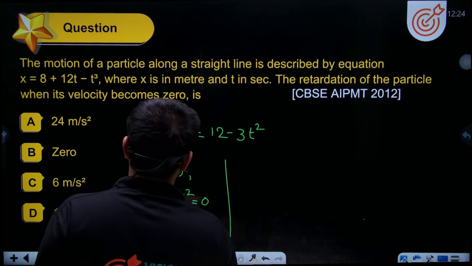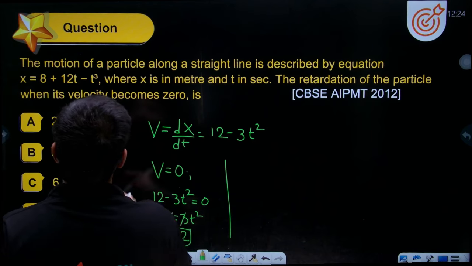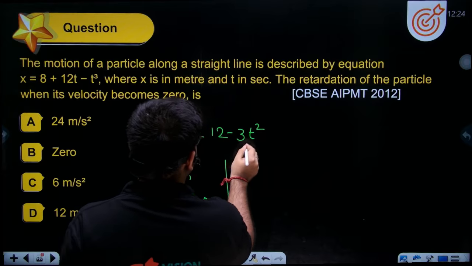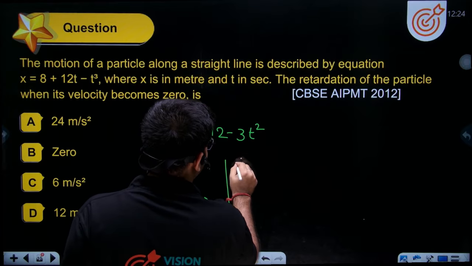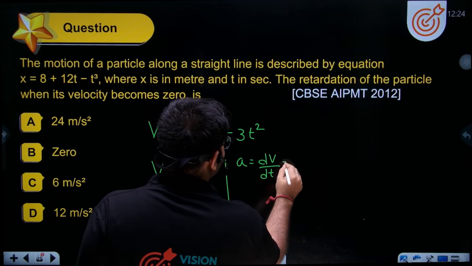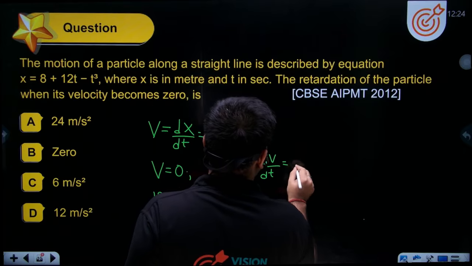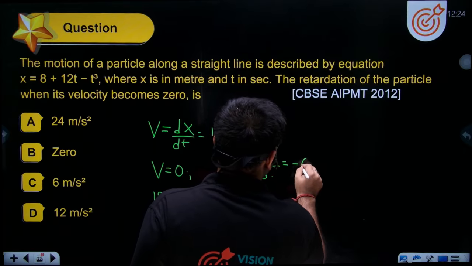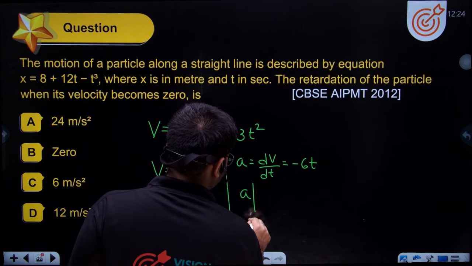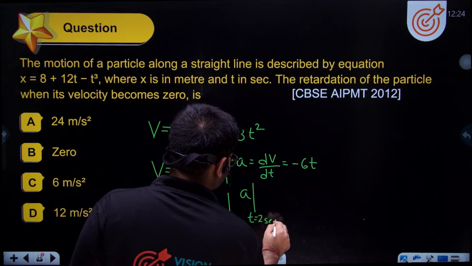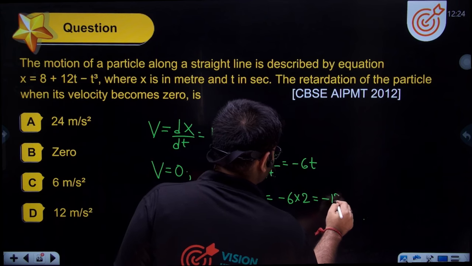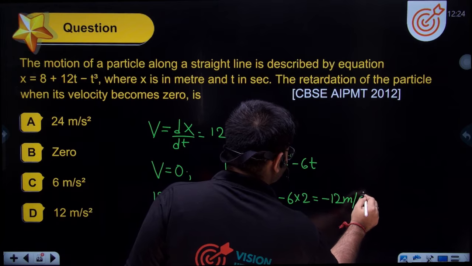So if I am having the velocity 0 at t is equal to 2 second, I will have to find the acceleration. Now the equation for the acceleration, I will have to again differentiate it, because acceleration is nothing but dv dt. So if I differentiate this, it becomes minus 6t. So acceleration at time t is equal to 2 second is nothing but minus 6 into 2, I will get minus 12 meter per second square.